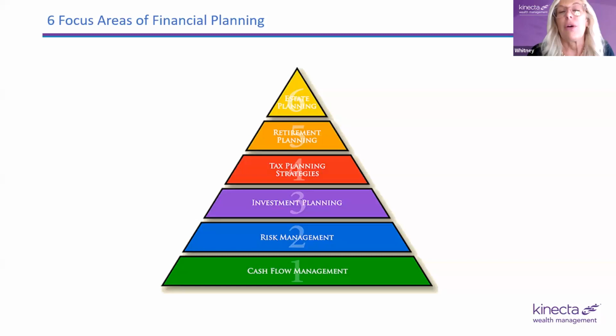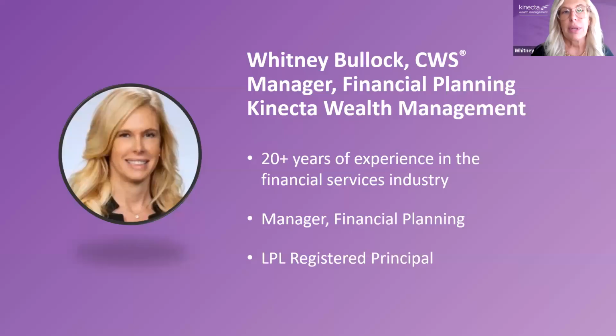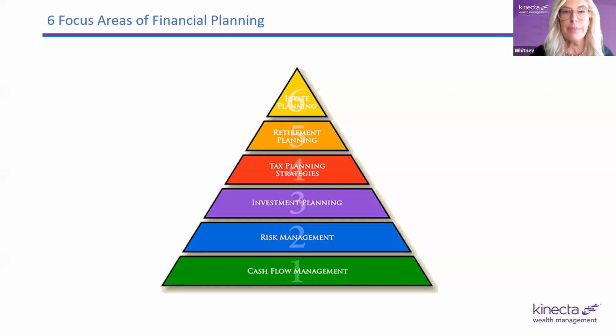So when we think about financial planning, we really focus on six main areas. And the first area that we talk about is cash flow management. And this really refers to just being very cognizant about the money that you have coming in versus the money that you have going out. So if you are experiencing a negative cash flow, that indicates that you have higher spending. And subsequently, when you have a positive cash flow, this means that you're saving more.